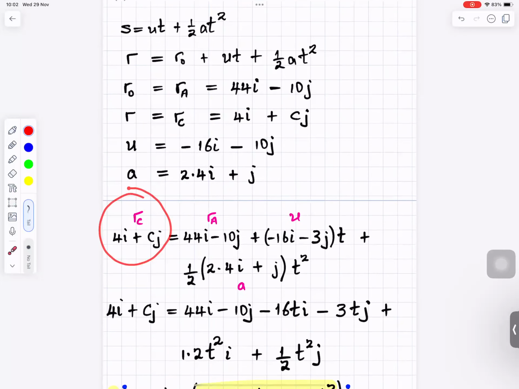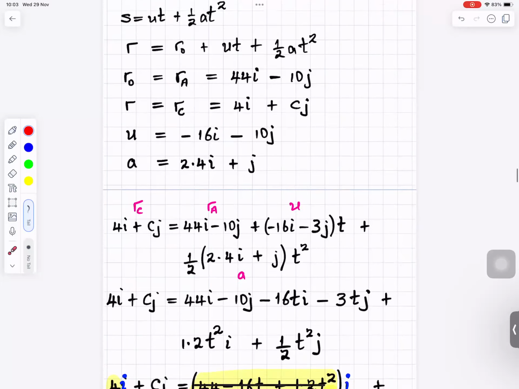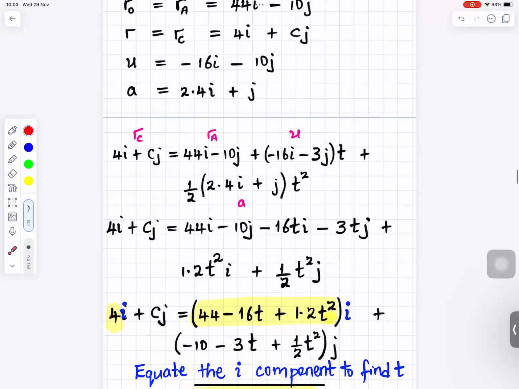r C is your final position. r A is the initial position. And then u, the initial velocity, times the time. That's ut, plus half at squared. That's a there. Now we need to multiply out. Remove the brackets, and you get that expression there.